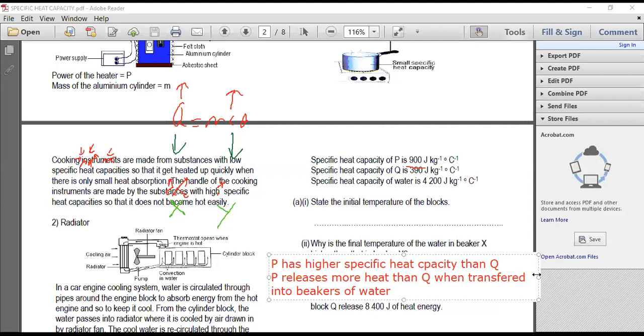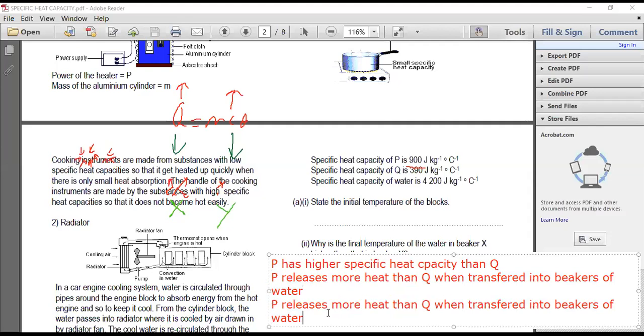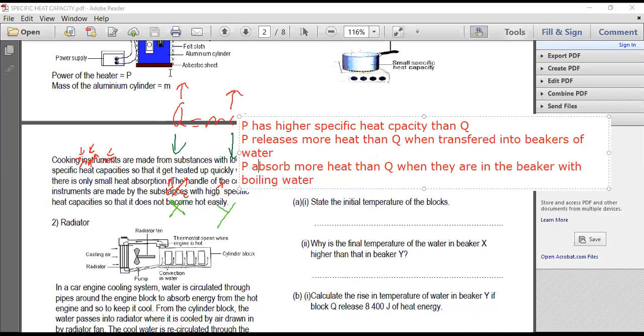Okay, we can see P absorbs more heat than Q when they are in the beaker with boiling water. So these are the optional answers. P absorbs more heat than Q when they are in the beaker with boiling water. Okay. Next.